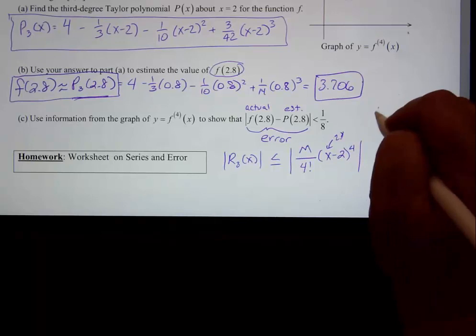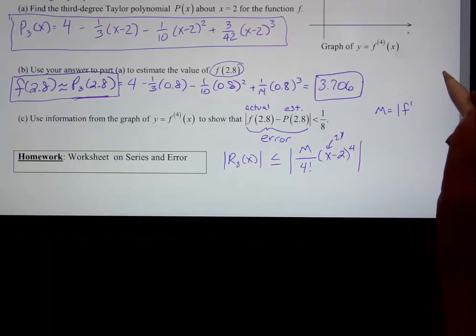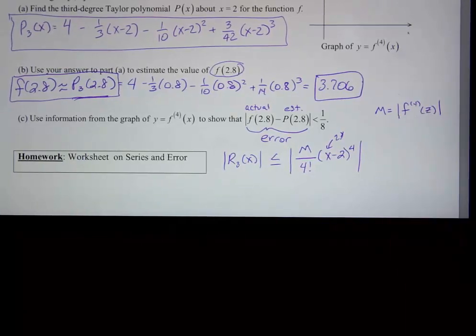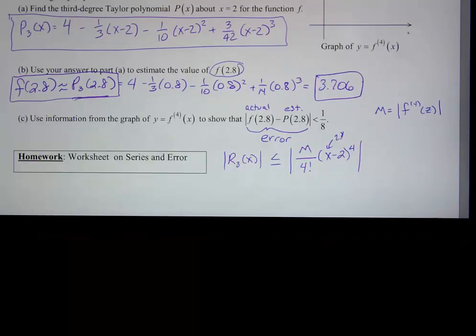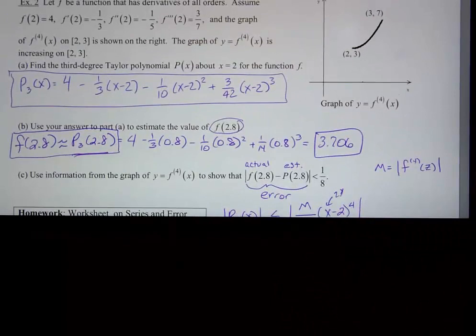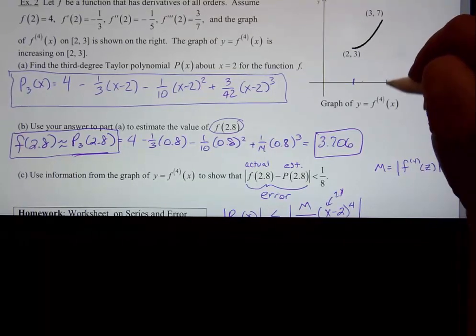M is equal to the absolute value of the next derivative. What's the next derivative I haven't done yet? 4th of Z. And we put a Z there because it's not X and it's not C. It's the maximum value of the interval. Yay, 7. Okay? So it told us to use information from the graph. Well, I guess this is where I need the graph. Also, because it says 4th derivative, and this is the graph of the 4th derivative, that's probably what I need. All right? I am trying to find the error at 2.8. So if this is 2 and this is 3, 2.8 is probably about right here.